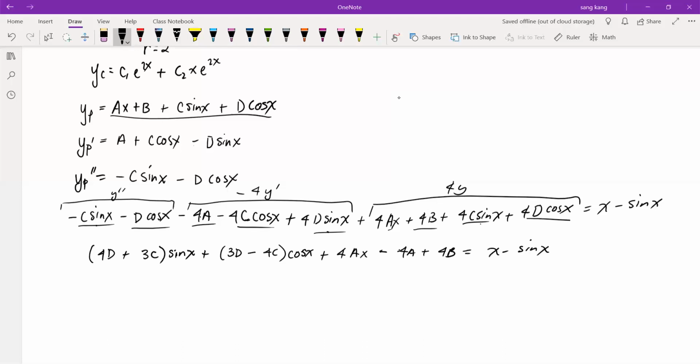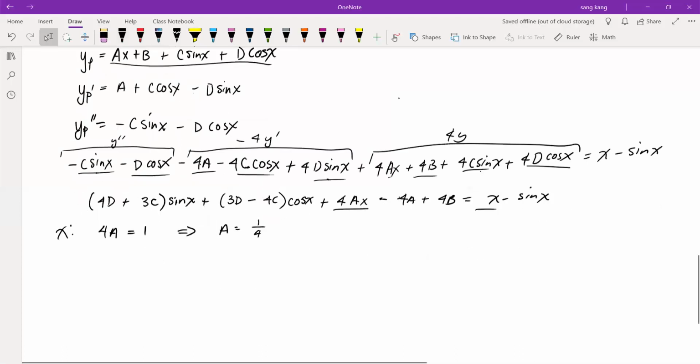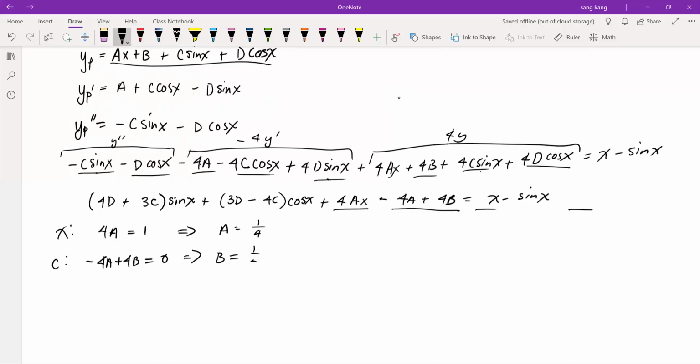So now let's solve for the coefficients. If we're just looking at x terms, we have this guy, 4a on the left-hand side and 1 on the right-hand side. So we can solve for a directly to be 1/4. Let's look at all of our constant terms. We have these two guys and nothing on the right-hand side. So we have minus 4a plus 4b equals 0. And we can plug a into here. We get b equals 1/4.